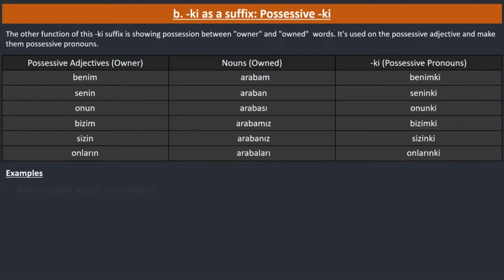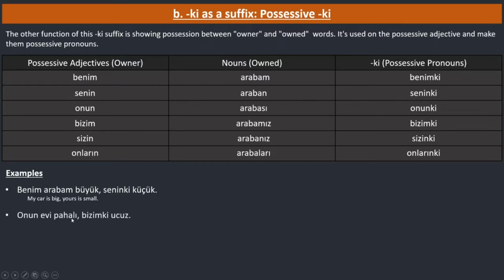So let's have examples. Benim arabam büyük, seninki küçük. In the sentence, whatever I am talking about is implied in the context. Like, I'm talking about cars. Arabalardan bahsediyorum. Ve benim arabam büyük. Ama seninki küçük. So this means my car, benim arabam büyük. Seninki, yours, is small. Seninki küçük.